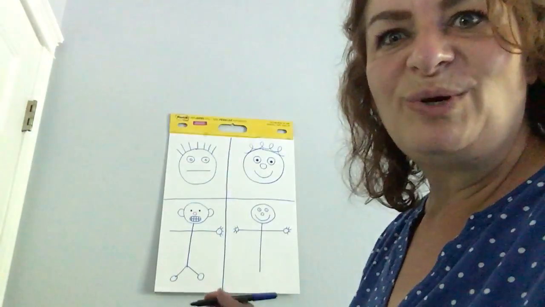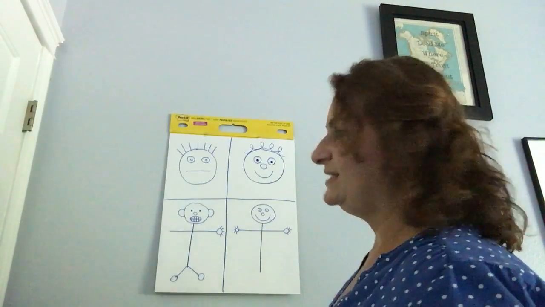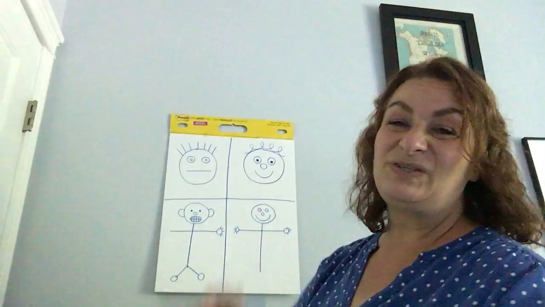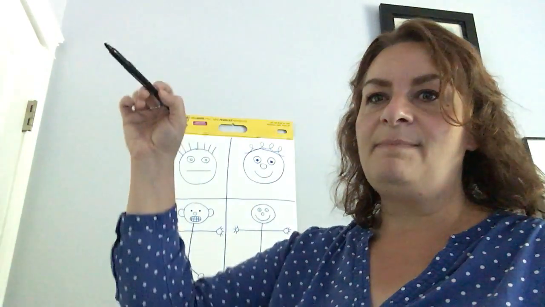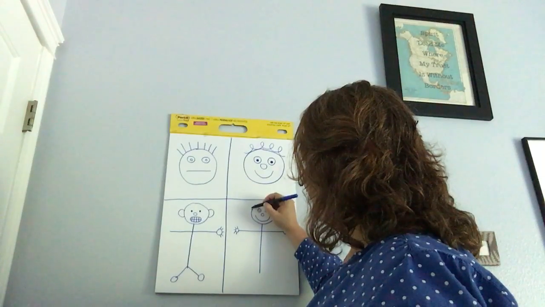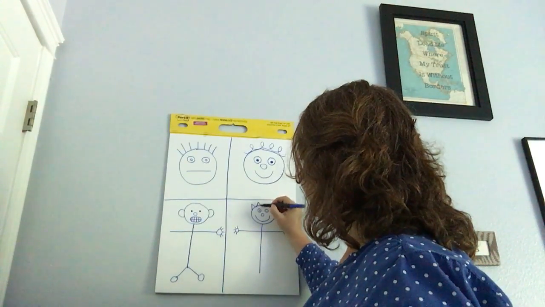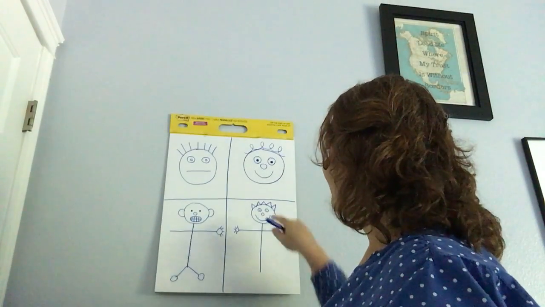And I want my person to have hair. And I'm going to be doing zigzag lines. So zigzags go up, down, up, down, up, down, up, down. So we're going to go up, down, up, down, up, down, up, down, up, down at the top here.